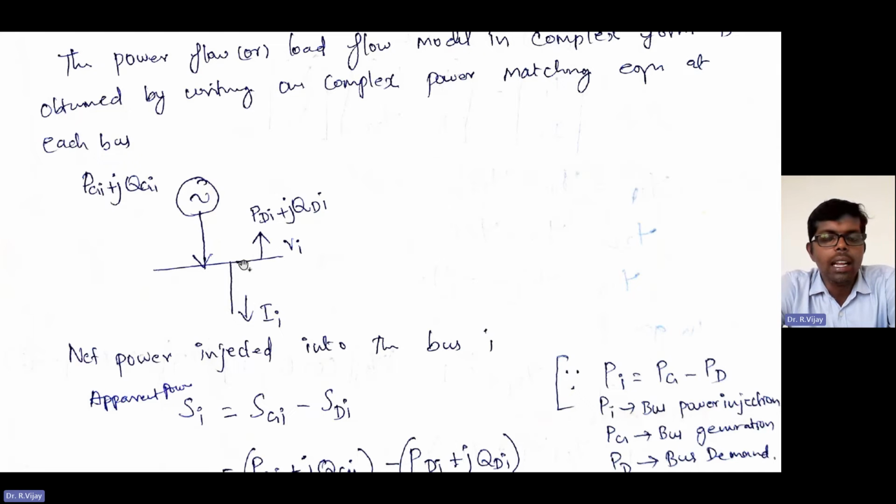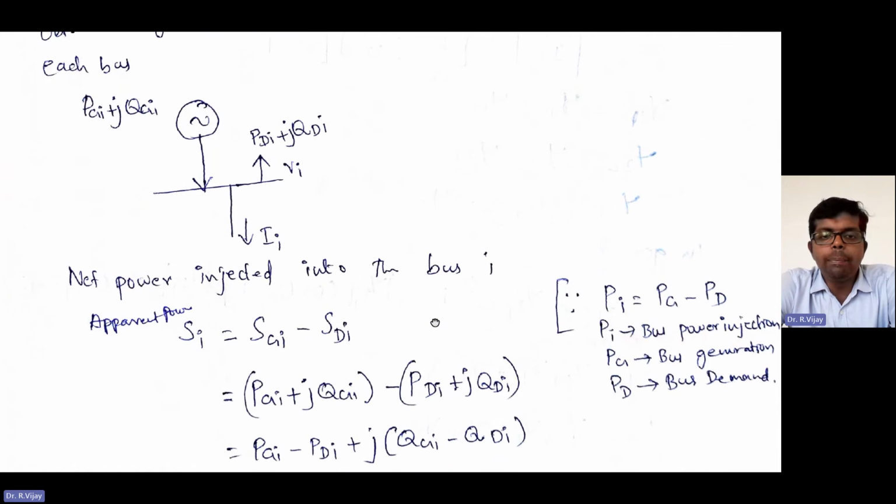So in this load bus or demand bus, what is the power here? That is nothing but PDI plus j into QDI. That is the power at the demand bus, the real power and the reactive power at the demand bus or load bus, PDI plus j into QDI. Okay, so what is the voltage at the load bus? VI, and the current at the load bus is II.